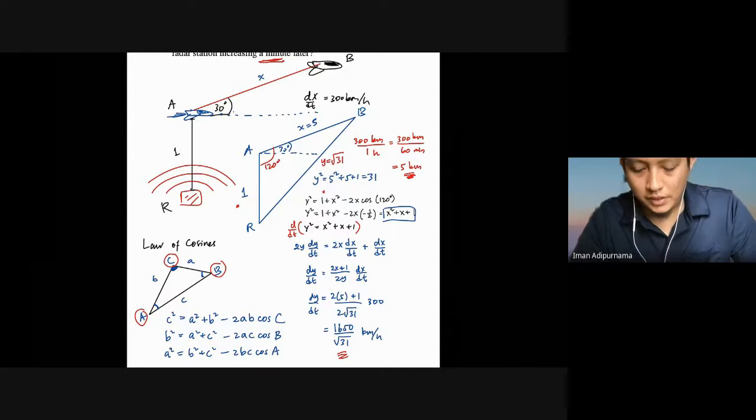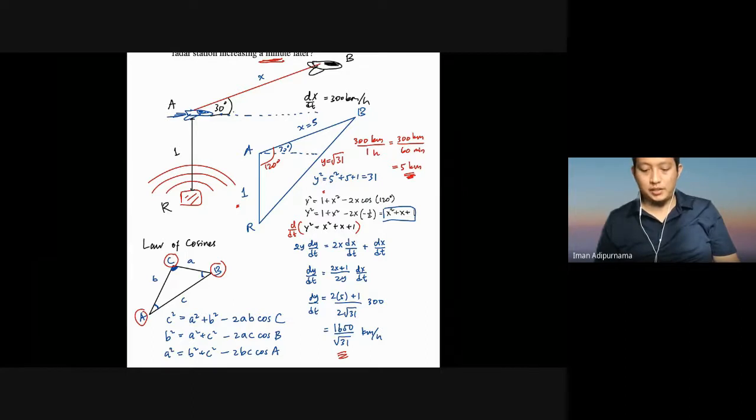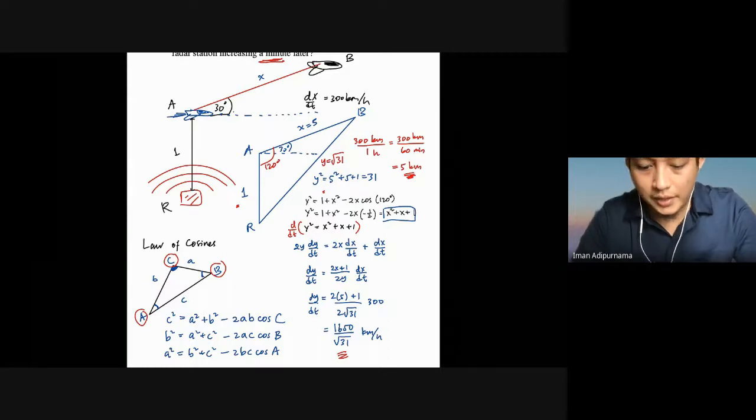Usually, if the question involves the law of cosines, the numbers don't have a good structure. It will have a square root, like this one with the square root of 31. That is not really a good number for the questions. Okay, any questions?